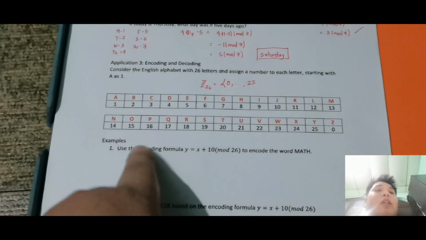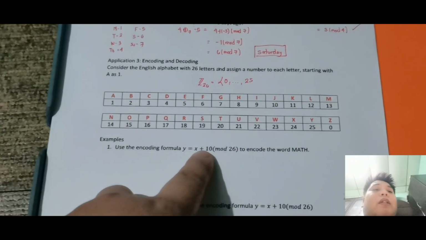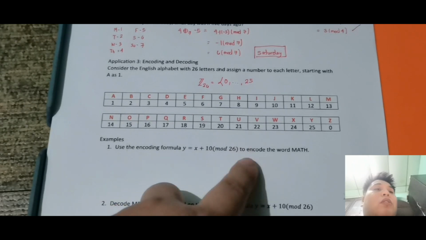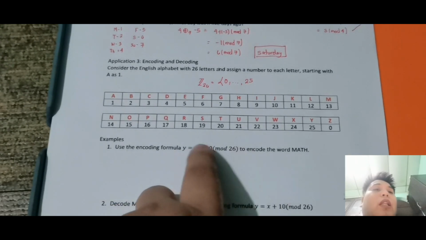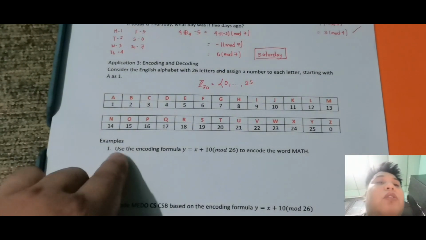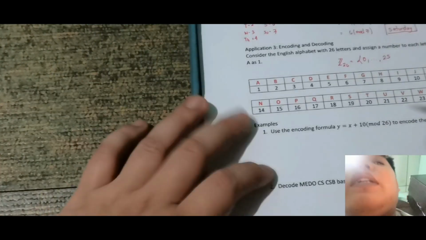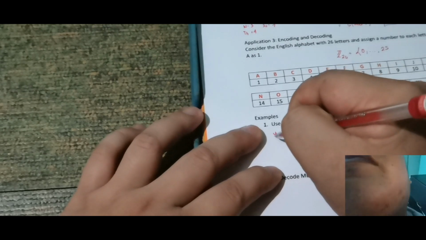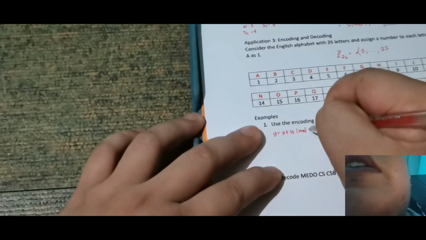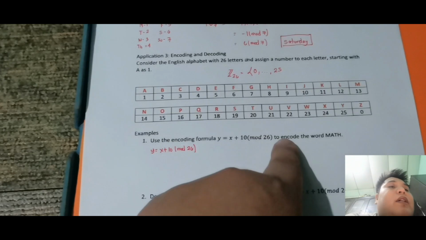Use the encoding formula y is equal to x plus 10 modulo 26 to encode the word mat. Meaning yung x ay yung mga given natin dito, yung mga values ng x natin. So, yung formula natin is y equals x plus 10, tapos saka natin imo-modulo 26. Ano yung mga letter? To encode the word mat, encode natin yung word mat.